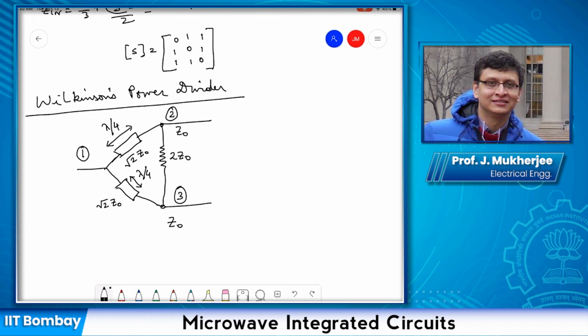Now, to understand this circuit, first of all, we calculate the input impedance here. To calculate this input impedance, we see that this particular component of the circuit is not necessary. Because of the symmetry along this line, this 2Z0 doesn't play any role. So we can simply reduce the circuit like this.